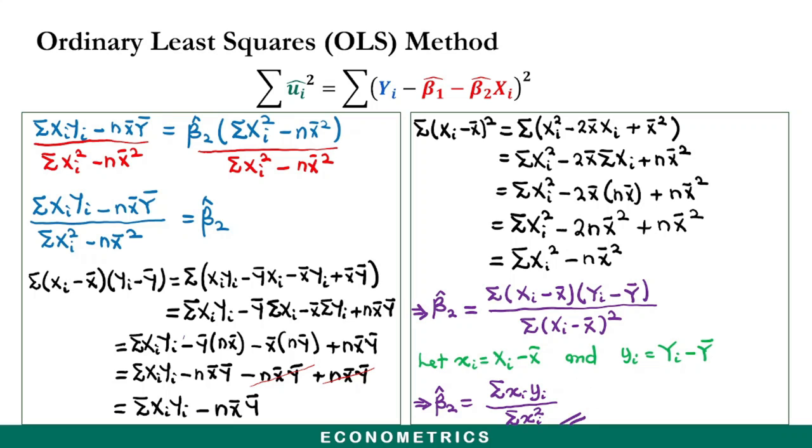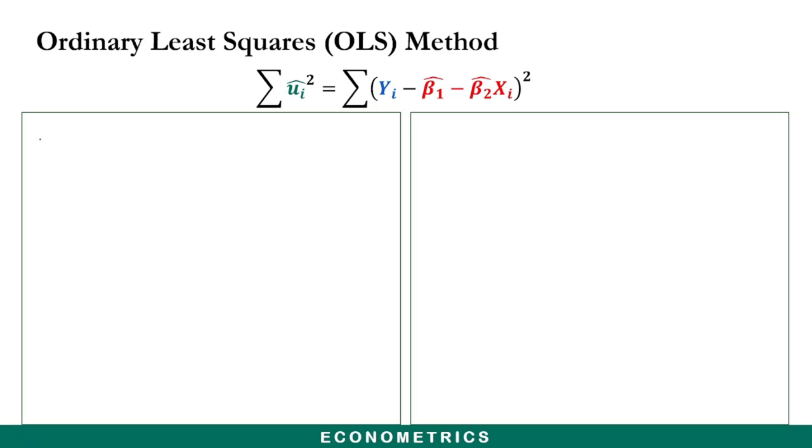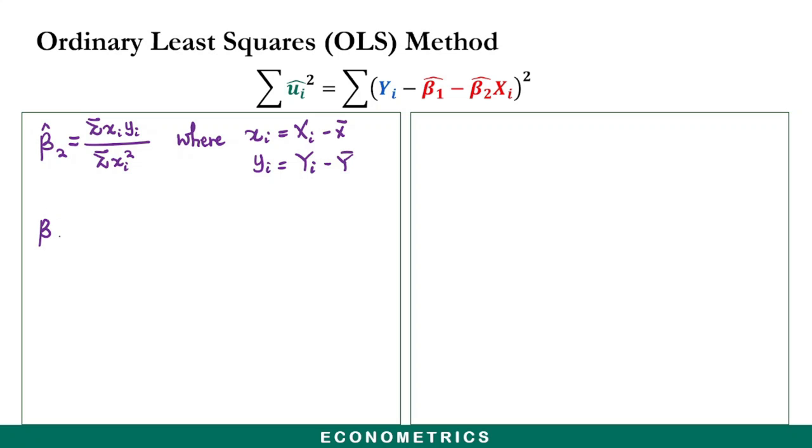So this is how we apply the method of ordinary least squares. So in the end, our formula to estimate our beta 2 hat is sigma small x_i small y_i divided by sigma small x_i squared, where the small x_i is capital X_i from the mean, and the small y_i is uppercase Y from its mean. And then the beta 1 is the mean of y minus the beta 2 hat multiplied by the mean of x. And this is how you can estimate the parameters.